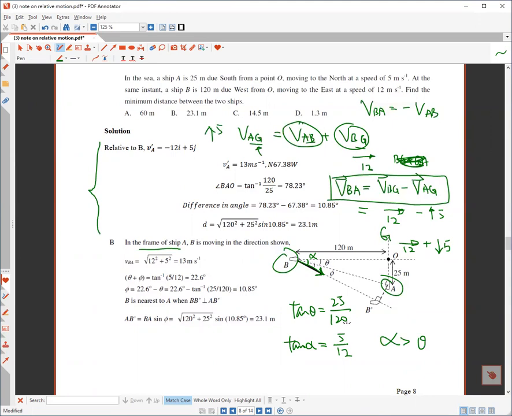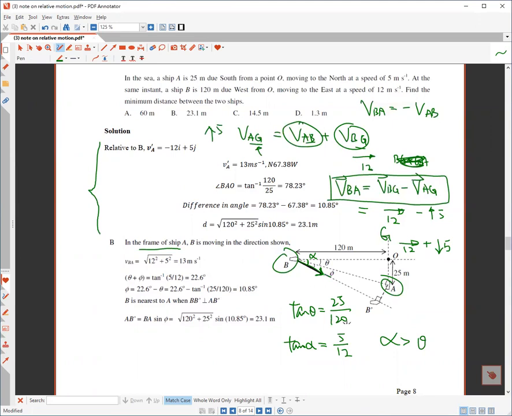Then the diagram looks like this one. How does ship B move relative to A? In the frame of A, we consider ship A to be at rest, and ship B moves relative to A. You see there's no acceleration, so that means ship B actually moves with constant velocity relative to A. Constant velocity means it's moving at constant speed on a straight line.